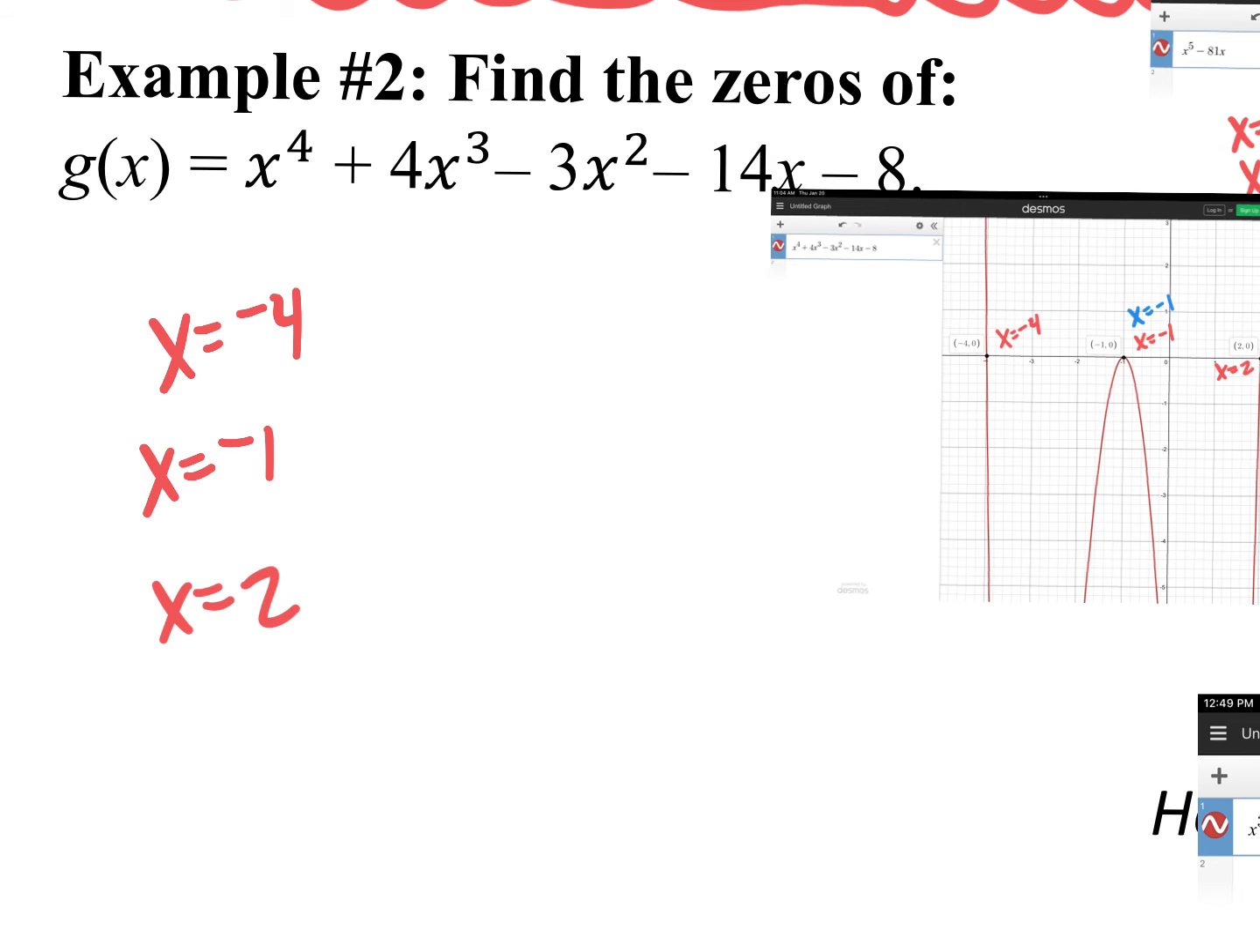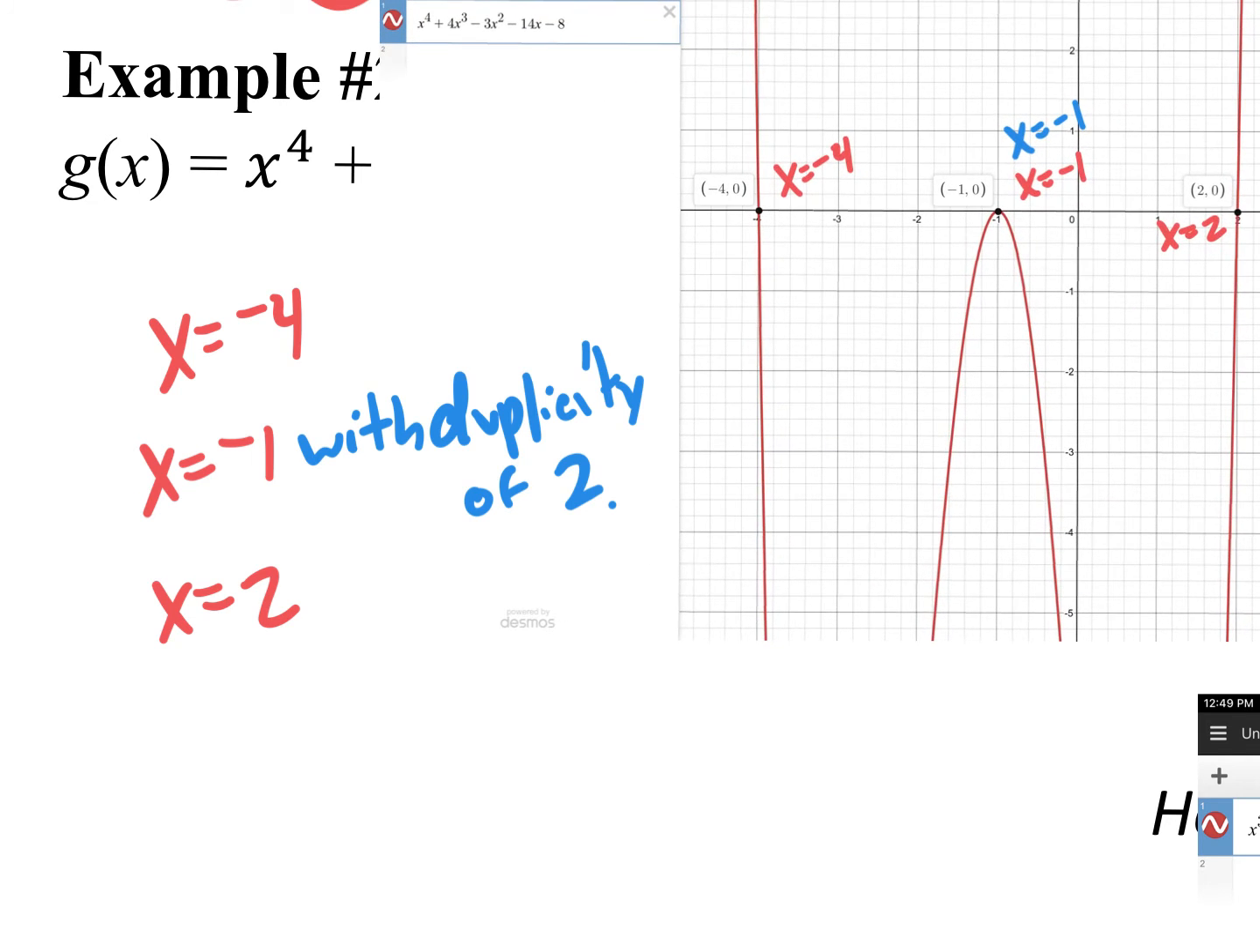But on the x equals -1, you could say with multiplicity of 2. And that is because it only touched the x-axis. It didn't cross through the x-axis. How could you remember that? Well, this does look like a parabola, and parabolas do have an x squared. So that should help you remember that's like a multiplicity of 2. Okay?